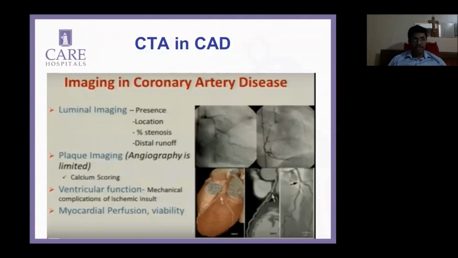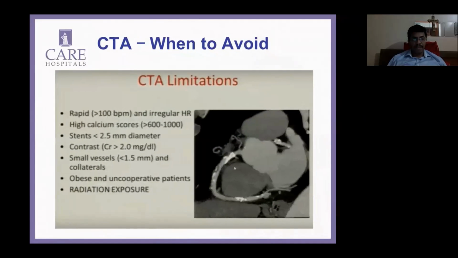Plaque imaging is where we go the next step. We're able to look at the wall where angiogram is limited, and we can add that to the calcium score and re-risk stratify our patients. We're able to look at ventricular function, and I'm going to show you an example of that. And we're also looking at myocardial perfusion and viability. The limitations we have gone through, but I'm just going to list them out so that we have an idea before we move into these cases.